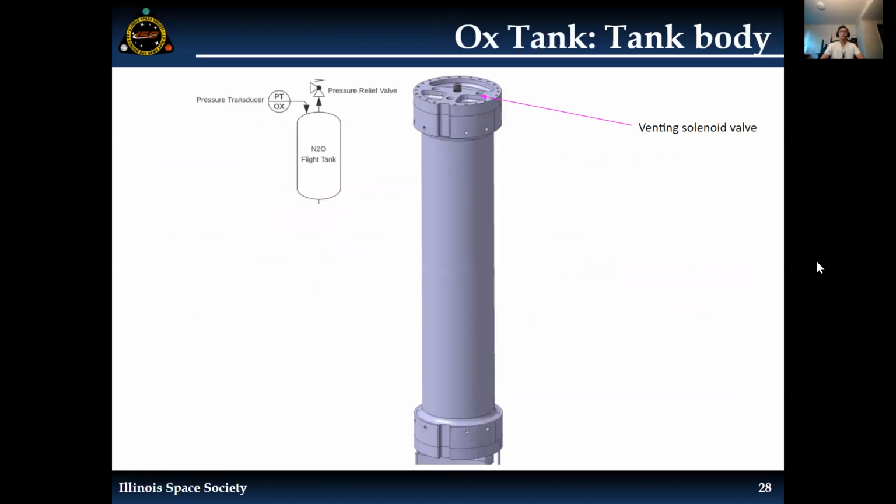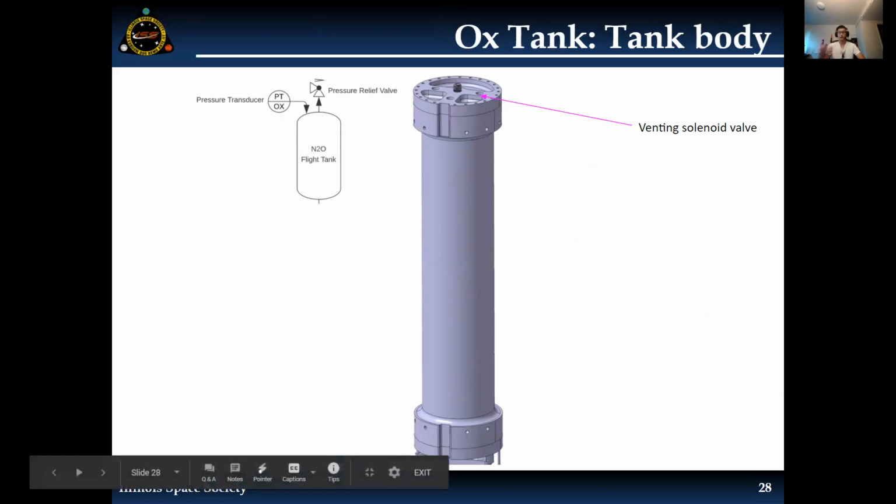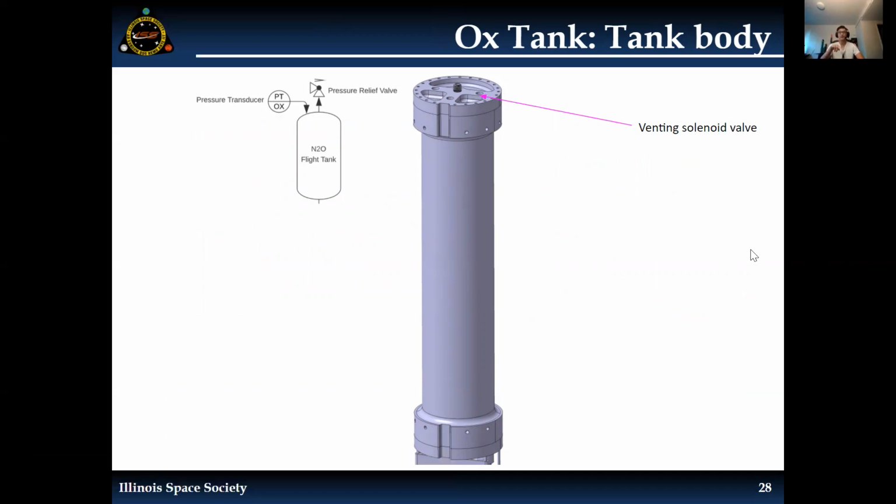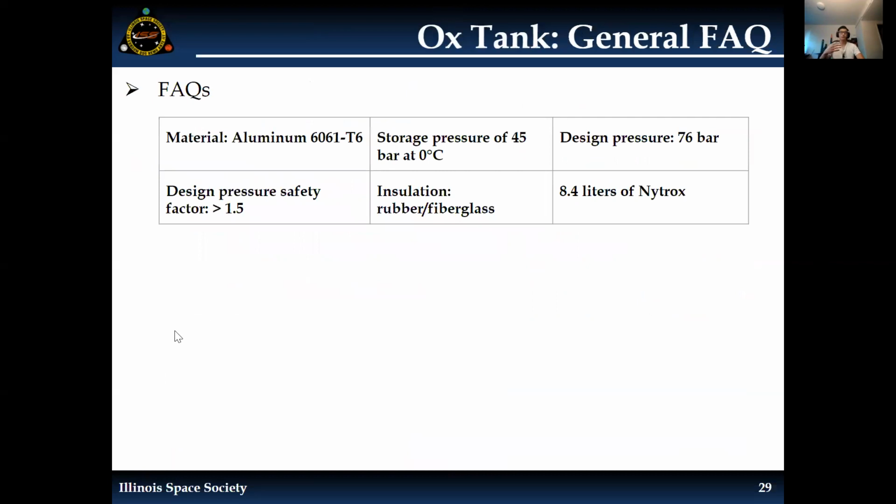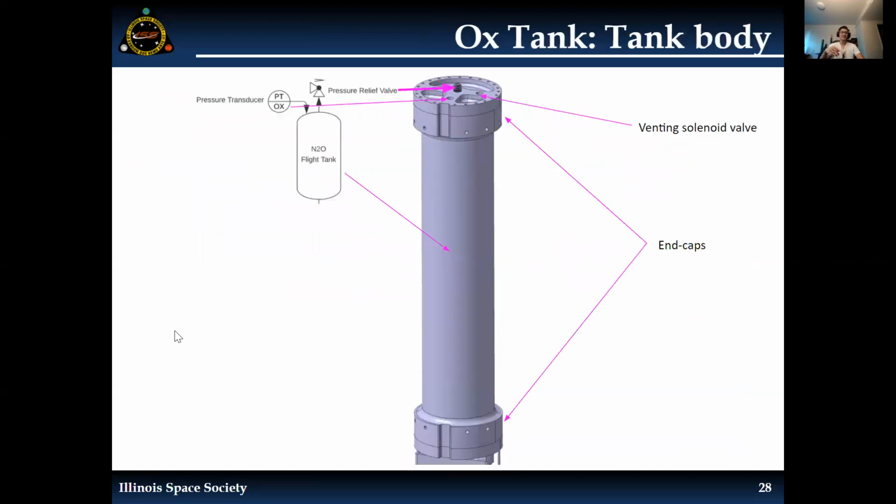Here is an example diagram of where all the parts are going to be located on our ox tank. There are a couple more animations, Andrew, if you want to just click through. Yeah, just click through all of them. These are the pressure relief valve hole, the venting solenoid hole, the hole for the pressure transducer, the end caps, and the oxidizer body.